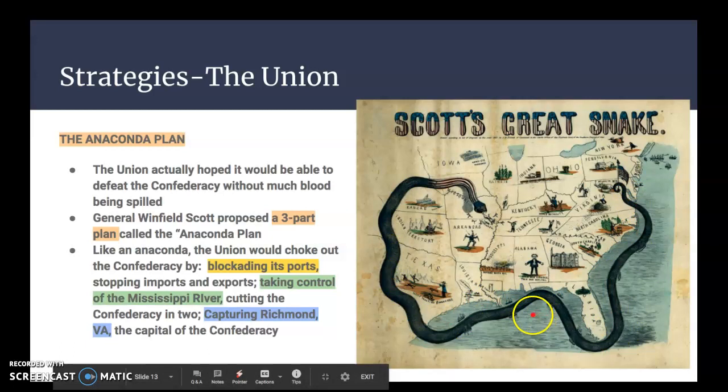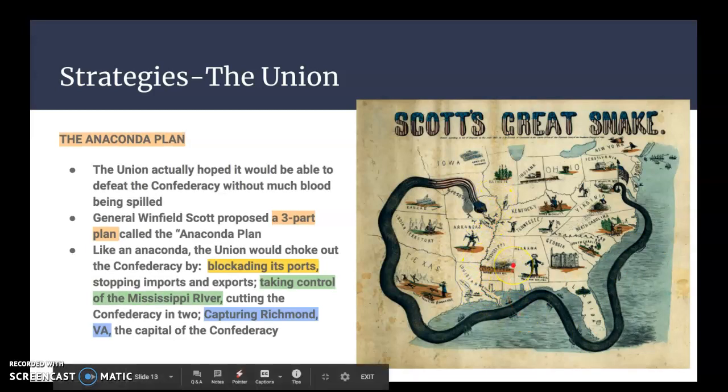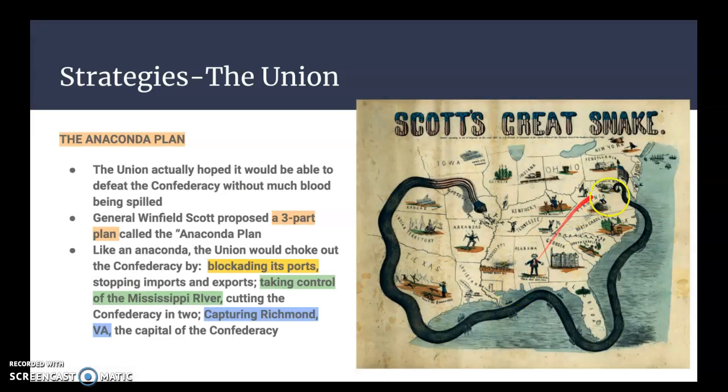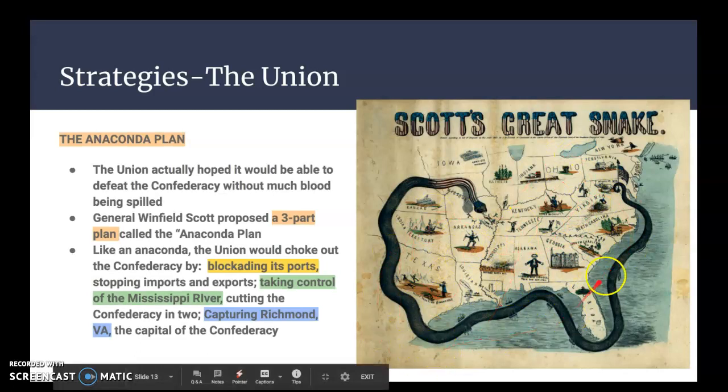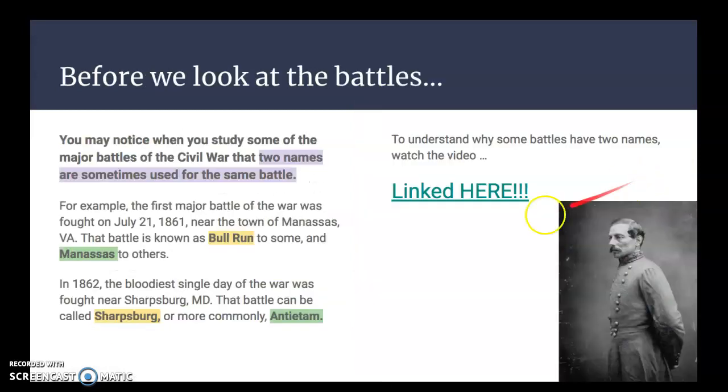That means they do not allow imports and exports to come and go from the South, which cripples the economy. They wanted to get control. Part of the Anaconda Plan was to control the Mississippi River right here, which would cut the Confederacy into two. It would have all this area on one side, and this side would just have Arkansas, Louisiana, and Texas. And then lastly, they wanted to capture Richmond, Virginia, which was the capital of the Confederacy.